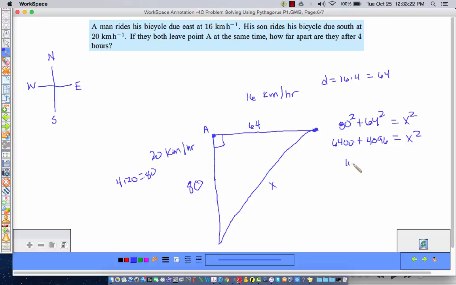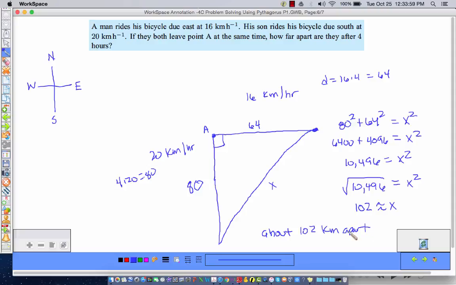So you add those, that's going to be 10,496 equals x squared. We take the square root of both sides. And to three significant figures, we get x approximately equal to 102. So they're about 102 kilometers apart.